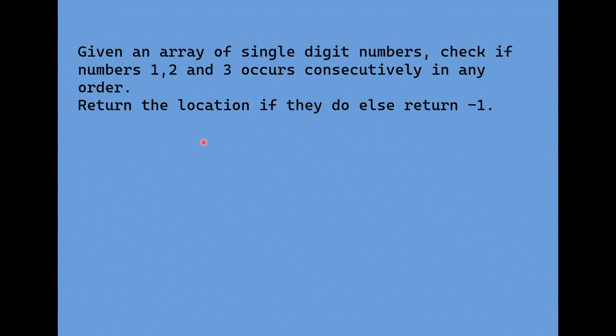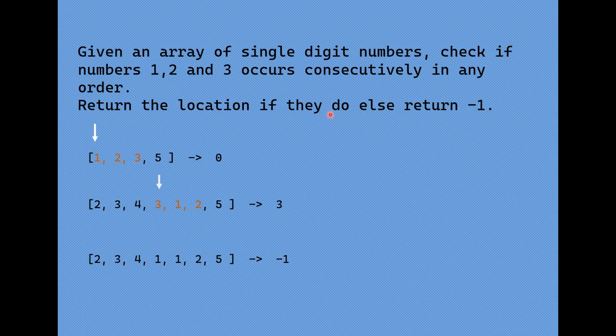So for example, if the given array is something like this, here we can see that 1, 2, 3 occurs at the beginning of the array. So this program should return 0. In this example, we see that 1, 2, 3 occurs, but not in the order of 1, 2, 3, but in some other order, but still it exists and it exists at the location 3, so it should return 3. And in this case, 1, 2, 3 do not occur in any order, so this should return minus 1. So this is the program that is asked.